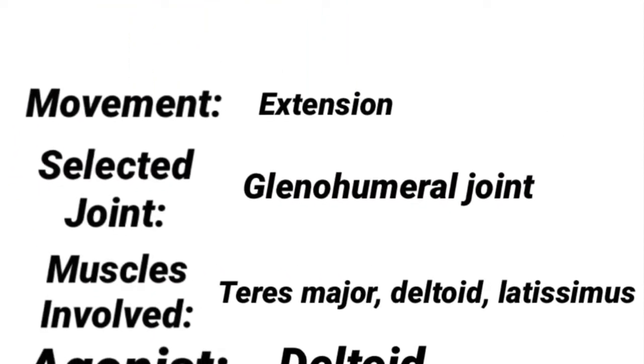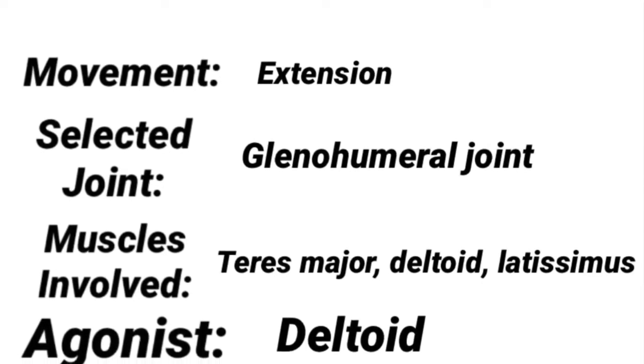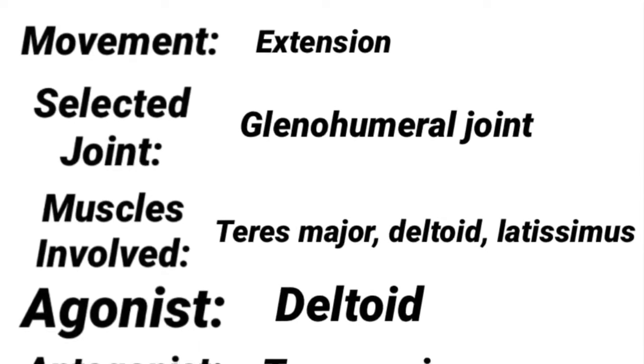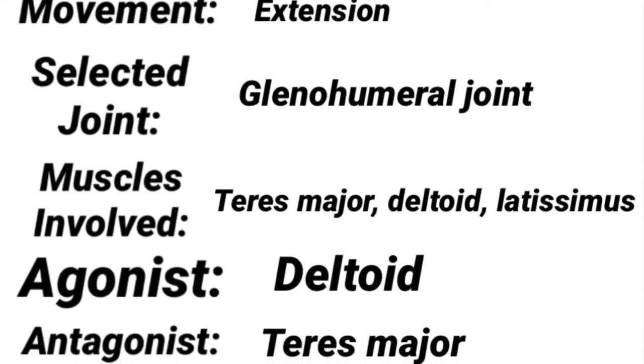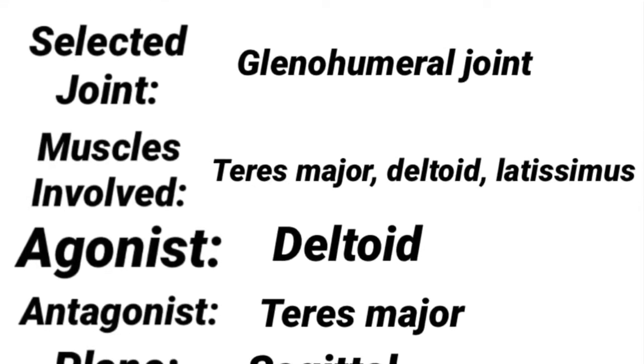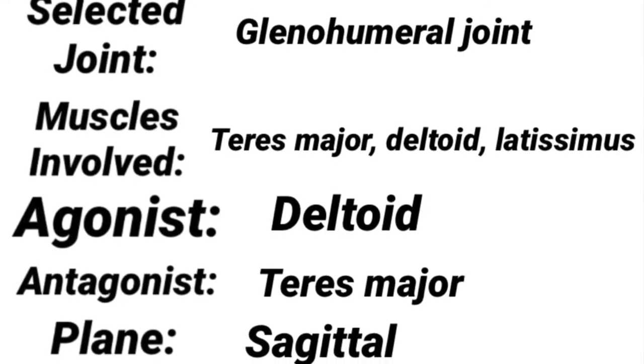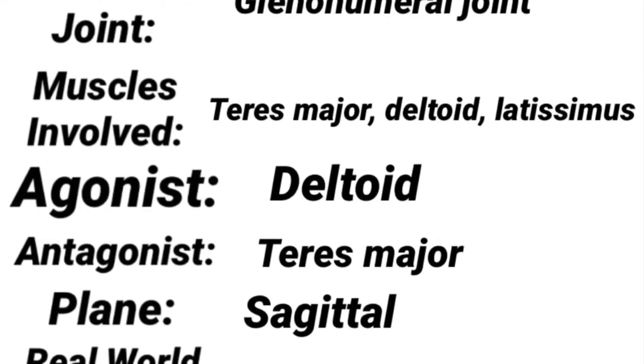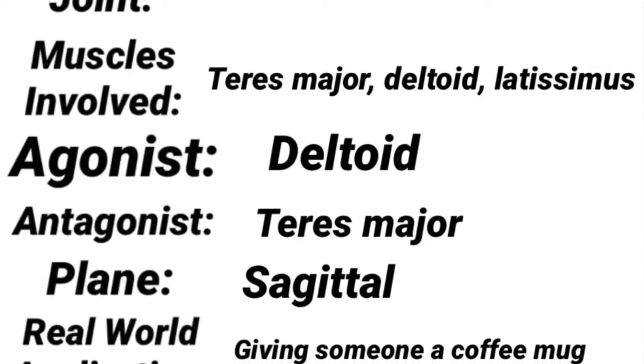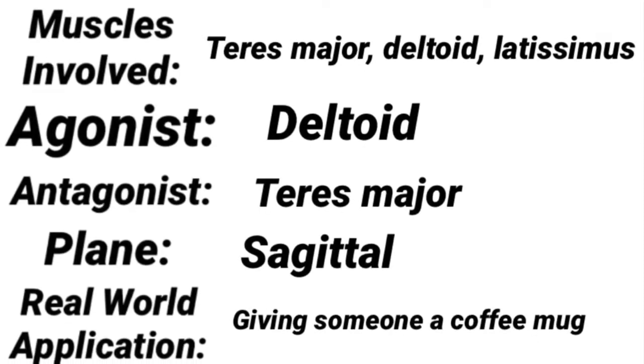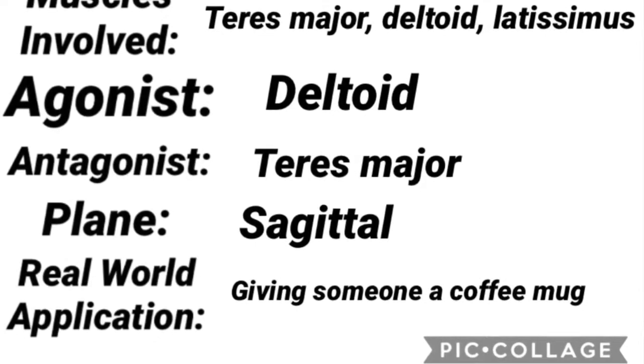Our second movement is extension. The selected joint is the glenohumeral joint, and the muscles involved are the teres major, the deltoid, and the latissimus. The agonist is the deltoid, and the antagonist is the teres major. The movement takes place in the sagittal plane. A real-world application is giving someone a coffee mug.